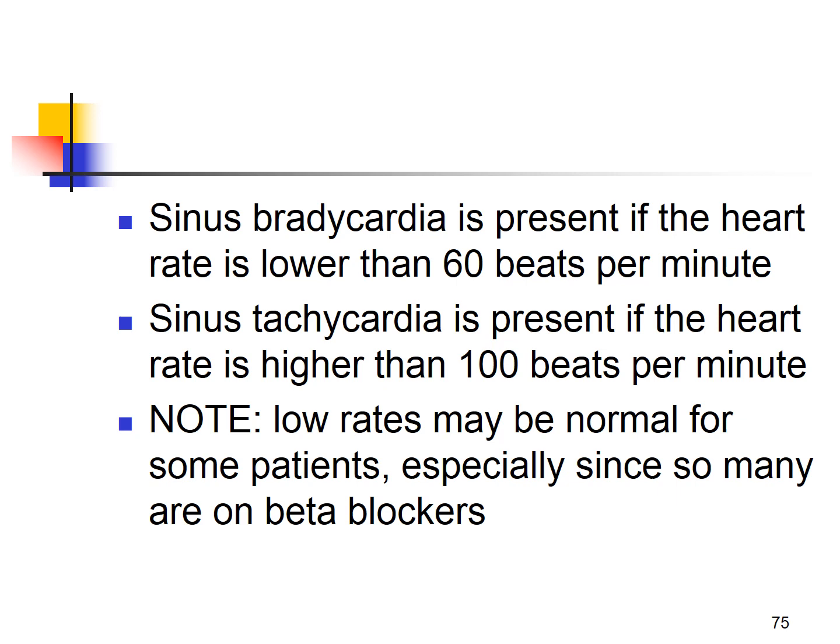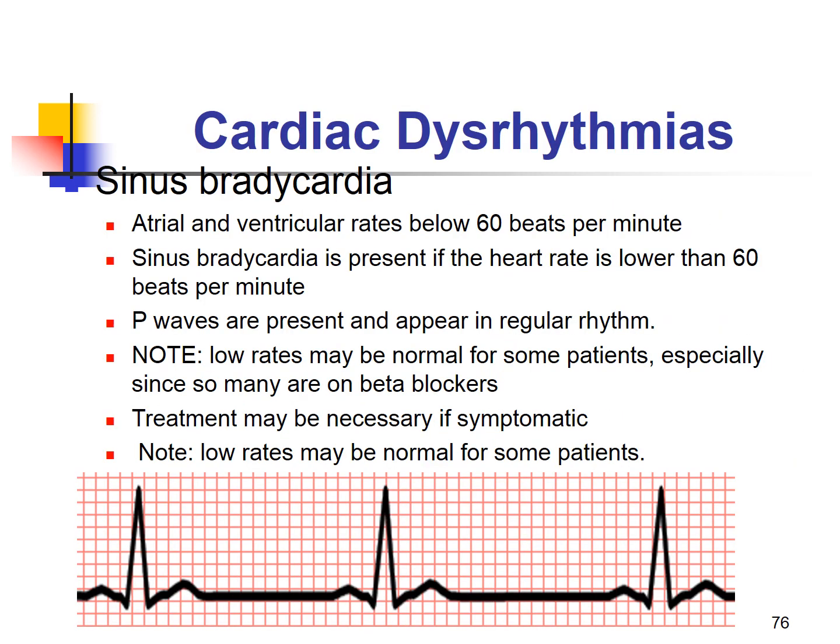But one thing you need to understand is that sometimes, especially with athletes, the rate may be lower, or maybe they may be on drugs such as beta blockers. All right, next slide. So here's the sinus bradycardia. Again, atrial and ventricular rates below 60 beats per minute, right? Sinus brady is present if the heart rate is lower than 60. The P waves are there and it appears in regular rhythm, right?